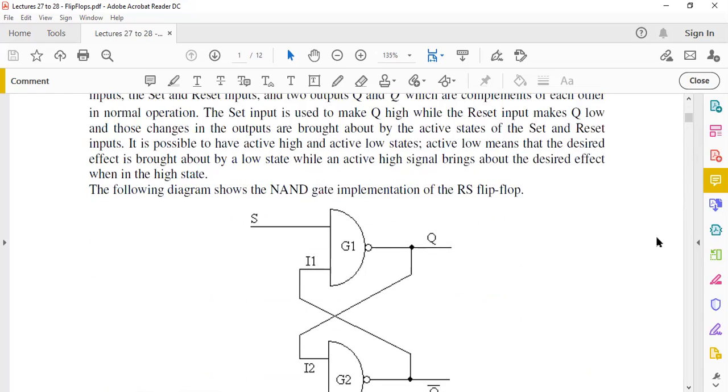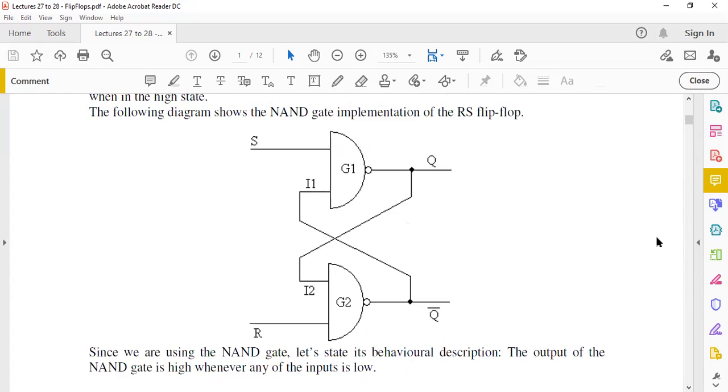So let's consider this circuit here, which is composed of two NAND gates connected in a very specific way, as you can see. We have an input here that we are tentatively calling S and this one R. But when we study the behavior of this circuit, we're going to see whether this pin actually does the setting or this one does the resetting, or whether we need to switch the pin labels. For the time being, we're calling this one S and this one R. And you can see the outputs are Q and Q bar.